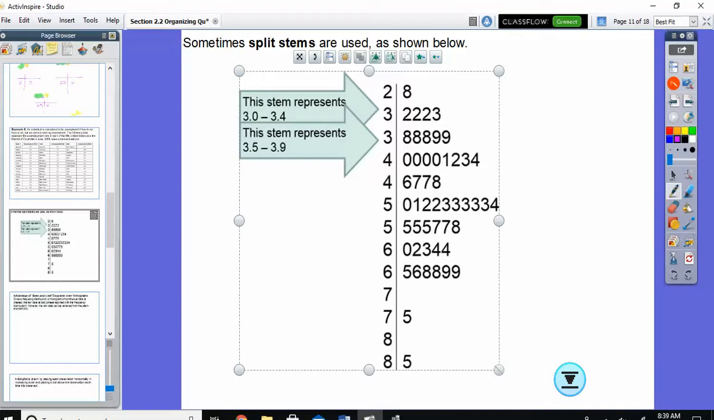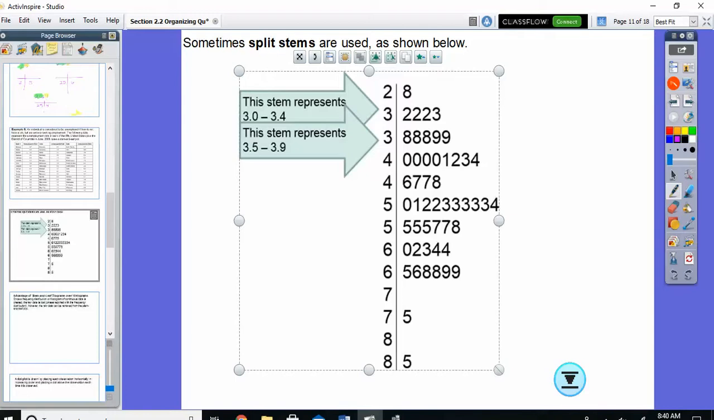When you list your leaves, you do want to put them in order, small to large. You don't have to put a comma beside them or between them or anything, you just list them, okay? So like my 3s, everything between 3.0 and 3.4. You had the 3, and then I had 2, 2, 2, and a 3. That means my points were 3.2, 3.2, 3.2, and 3.3.